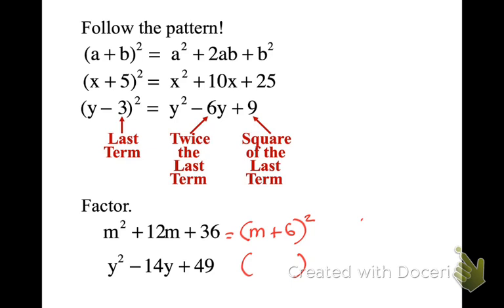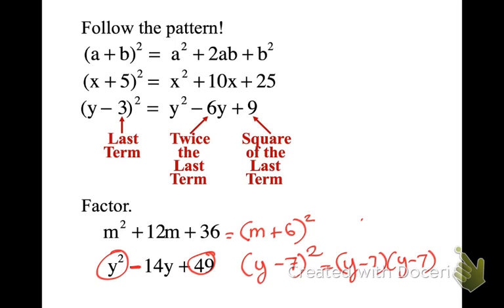Okay. Let's go with Miriam. What did you get? Y minus 7, because the root of y squared is y. The root of 49 is 7. To get that negative there, it would have to be a minus, and it's the quantity y minus 7 squared. Now, what does that mean? That means y minus 7 times y minus 7.